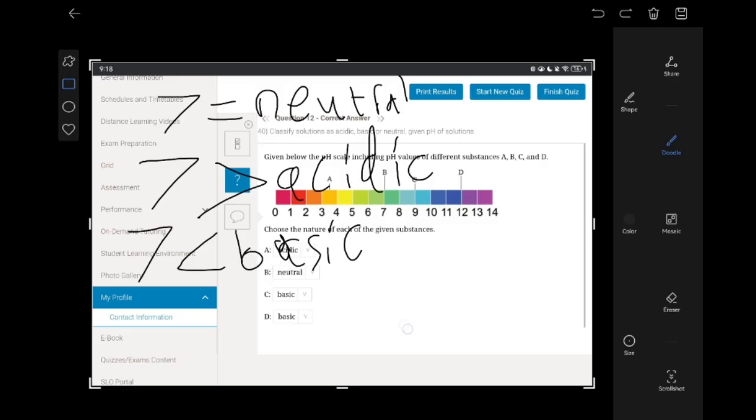you have 4 points: A, B, C, and D. First they're asking for A. Which one of these does it fit? It fits this one. It's less than 7, so it's acidic. You choose acidic. B is perfectly at 7. It's neutral. It fits the first one. C is at 9, which is more than 7, so it fits this one, so it's basic. And D is at 12, which is more than 7. So it fits this one, so it's basic.